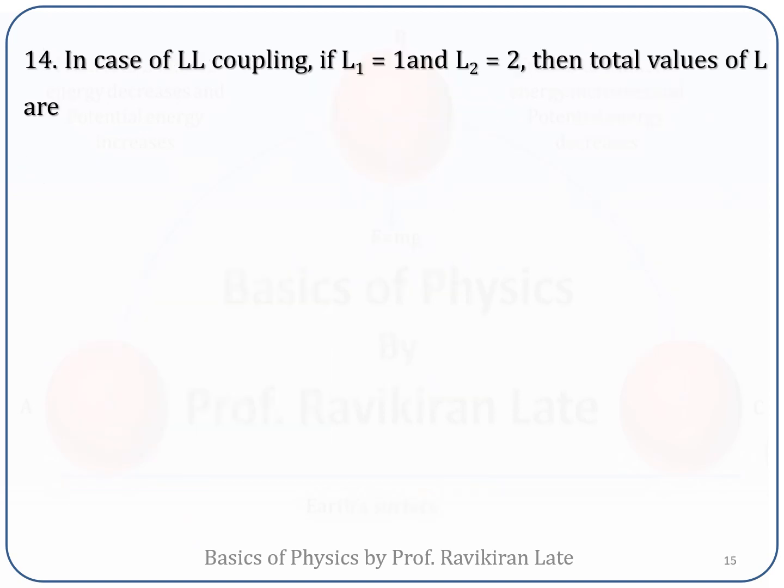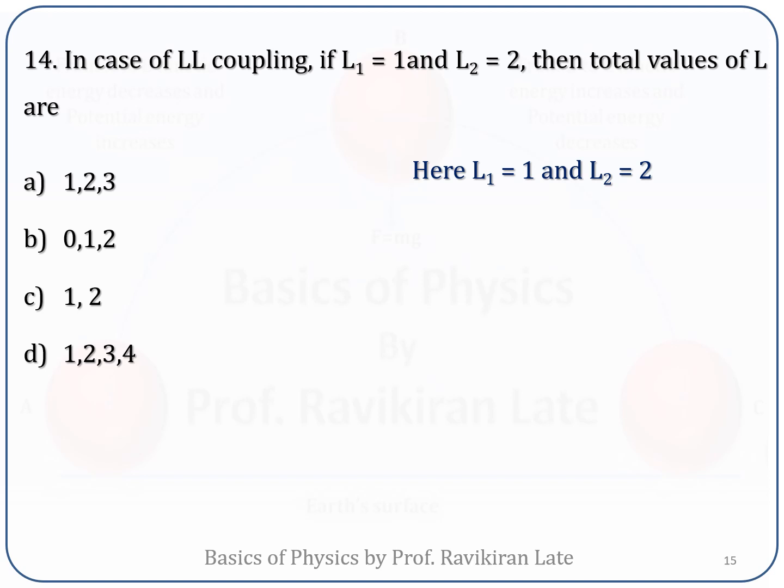Next question is, in the case of LS coupling, if L1 is equal to 1 and L2 is equal to 2, then what is the total value of capital L? These are the options which are given. Now we know that here L1 is equal to 1 and L2 is equal to 2. The total value of capital L is given by L1 minus L2 to L1 plus L2 in integer steps.